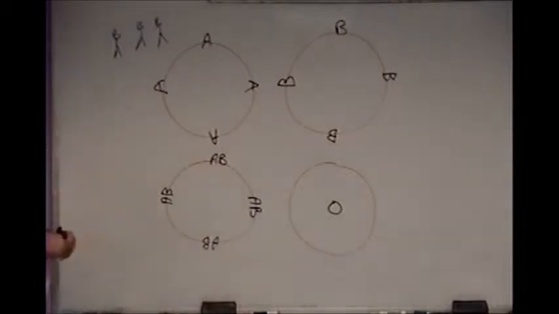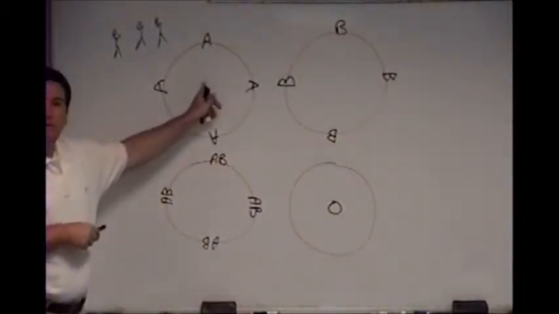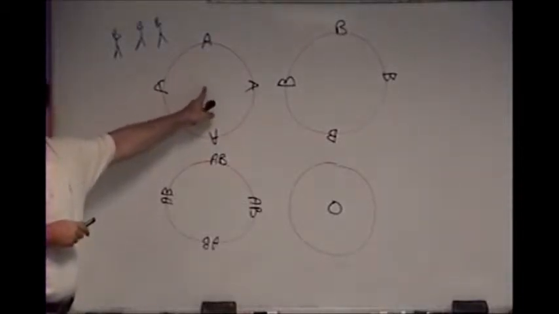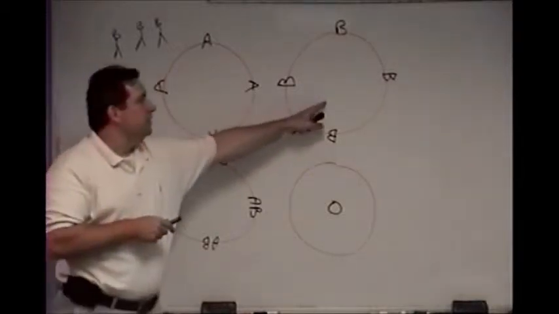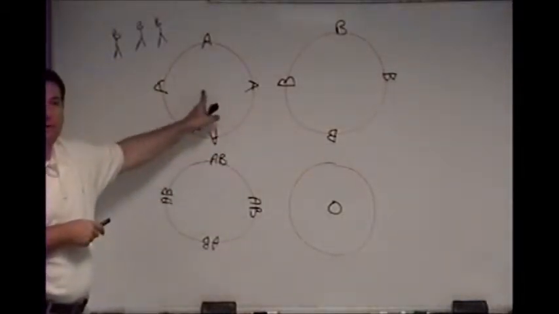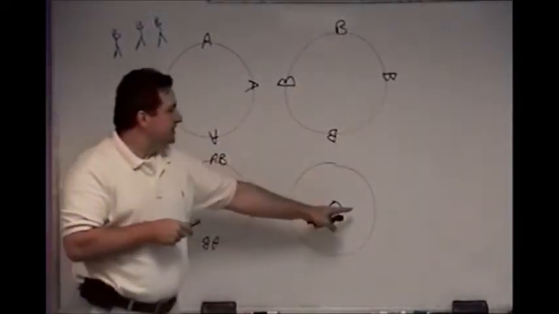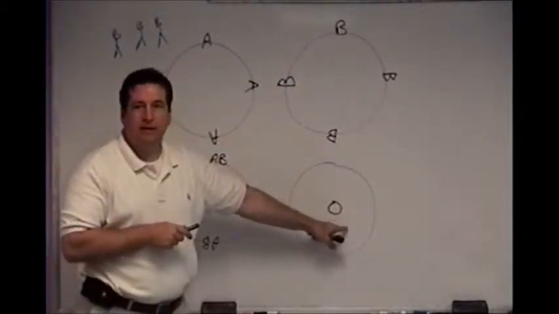Bad news. So, this guy, we found out, he can only get type A. We can't put this guy in his body. Now, this guy doesn't have any antigens.